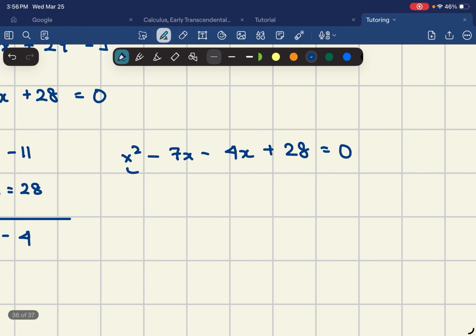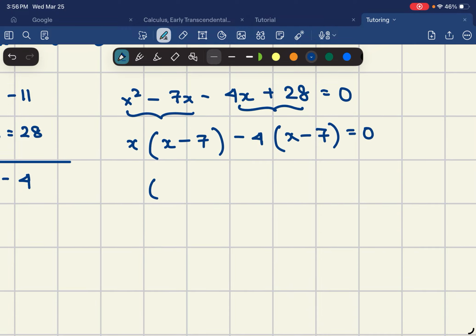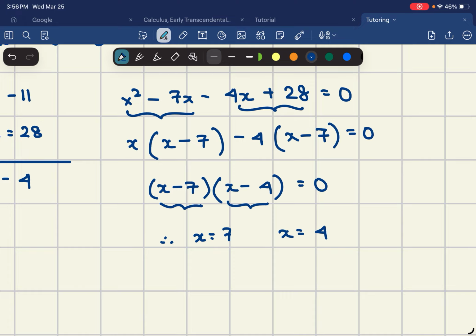Now I can factor out the x from my first two terms. So I have x minus 7, and I also want to have x minus 7 for my second two terms. So what number do I have to factor out? Well, if I factor out the negative 4, then negative 4 times x is negative 4x, negative 4 times negative 7 is positive 28. So now I can factor out x minus 7 and x minus 4. And therefore, when you solve this, you get x is equal to 7 and x is equal to 4. So you set the first term to be 0 and the second term to be 0. So these are two solutions, but we're not done yet.